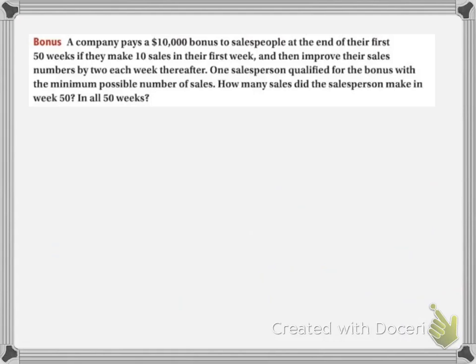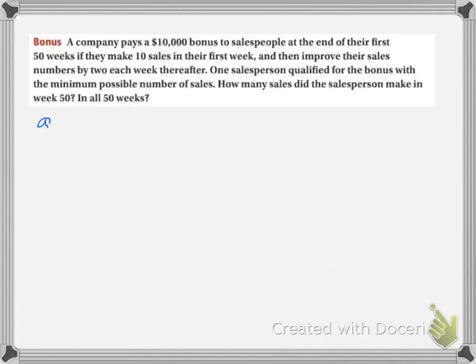So here's a word problem. A company pays a $10,000 bonus to salespeople at the end of their first 50 weeks if they make 10 sales in their first week and then improve the sales numbers by 2 each week thereafter. One salesperson qualified for the bonus with the minimum possible number of sales. How many sales did that salesperson make in week 50, and how many in all 50 weeks?